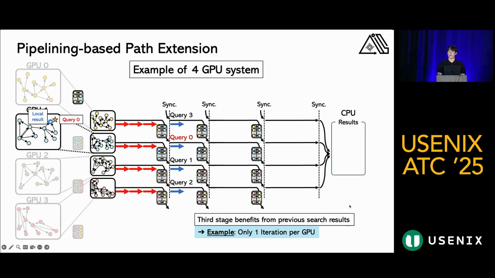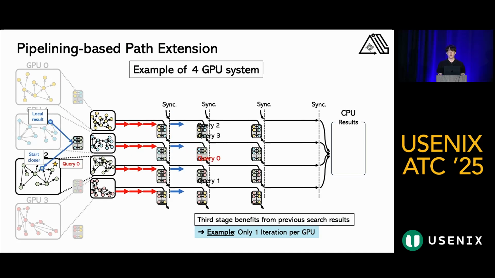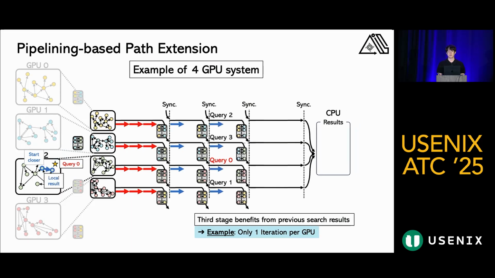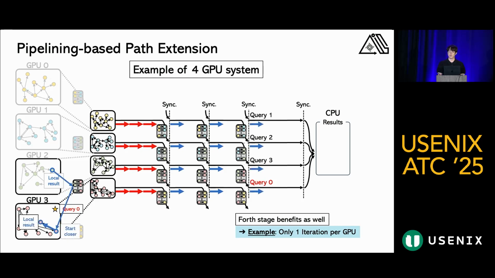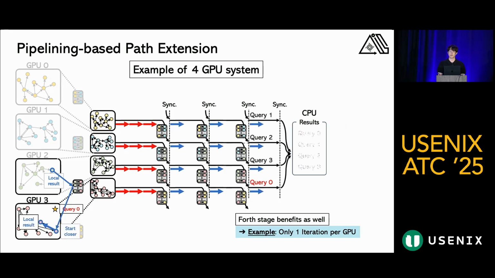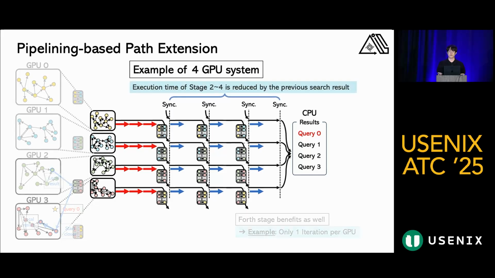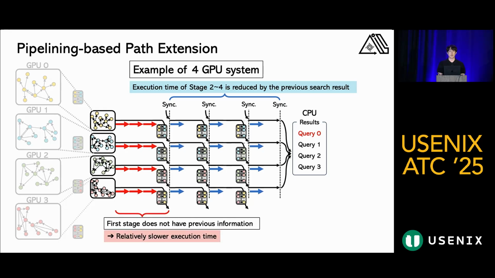After stage 2, again, each GPU processes the next query. And this time, GPU 2 processes query 0 and also benefits from the result passed by GPU 1. The same goes for stage 4. Finally, every query proceeds through all GPUs, and the CPU merges all the results. To summarize, the execution time of stages 2 to 4 is reduced by the previous search results. However, the first stage does not have previous information, resulting in relatively slower execution time.